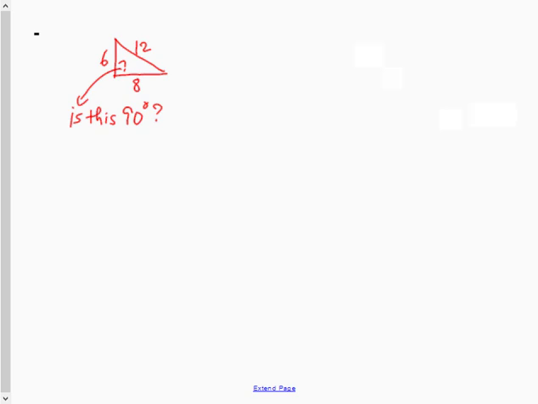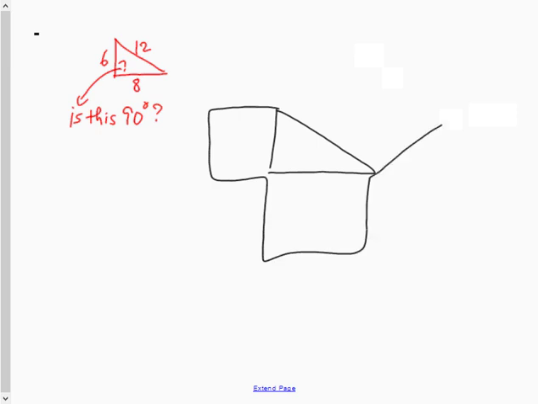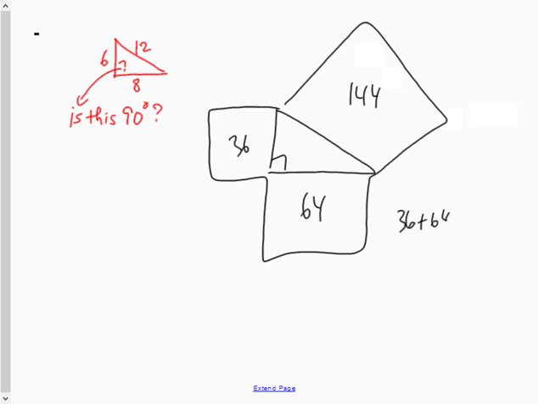Question 3 says, is this 90 degrees? There are 2 ways you could do it. The first way would be just to draw squares onto this and put the areas in each. If the areas of the two squares attached to the legs add up to the area of the square attached to the hypotenuse, it's a right angle. Since 36 plus 64 does not equal 144, it is not 90 degrees.